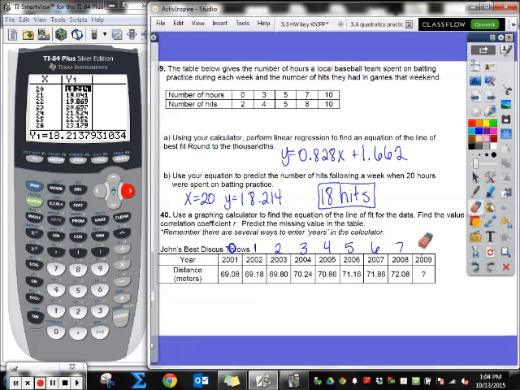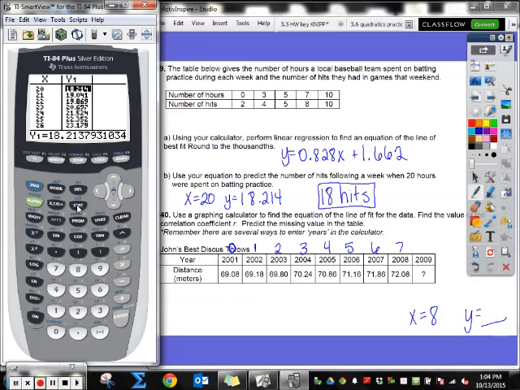Actually, I need to be careful because I don't need to put 8 in the calculator. When I make my prediction, I'm going to want to know what y equals when x equals 8. So that's what I'm going to have to do. So I'm going to put in my data, stat, edit, clear out my list, and I'm going to pause the video to put in my data.